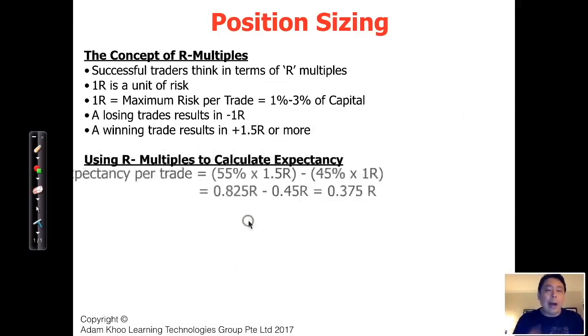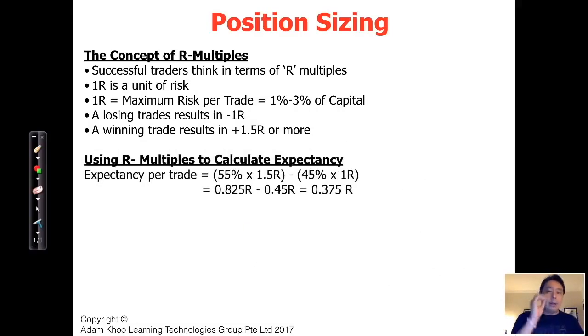So if you use our multiples to calculate your expectancy, here's how it looks. Same thing, your expected profit per trade will be your 55% win rate multiplied by your average win of 1.5R, minus your percentage loss per trade, 45%, multiplied by 1R average loss. If you do the math, you get 0.375R per trade. So on average, every trade you make, you're going to make 0.375R. As long as it is a positive figure, your trading system has a positive expectancy in the markets.